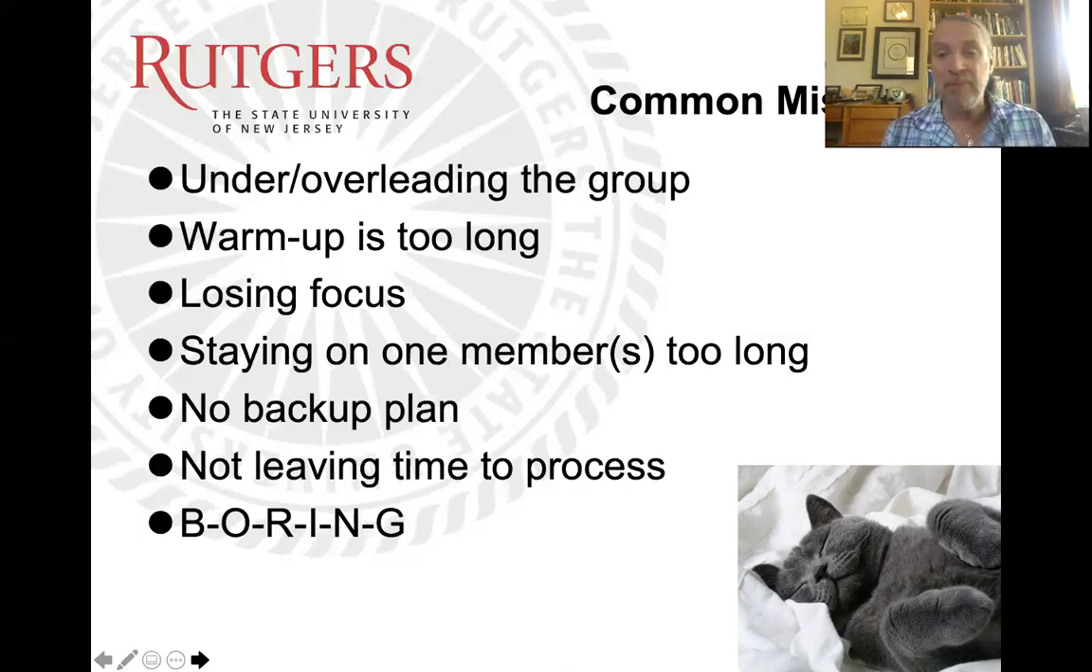If you don't come in with a plan B and plan A doesn't work, then you're stuck and the group effectively ceases to move forward anywhere. Not leaving enough time to process, particularly processing exercises, and just a group that's boring. If you don't make it exciting, if you don't bring energy into it, you can't expect anybody else to be energetic at all. And then everybody will look like Mr. Kitty there in the corner.